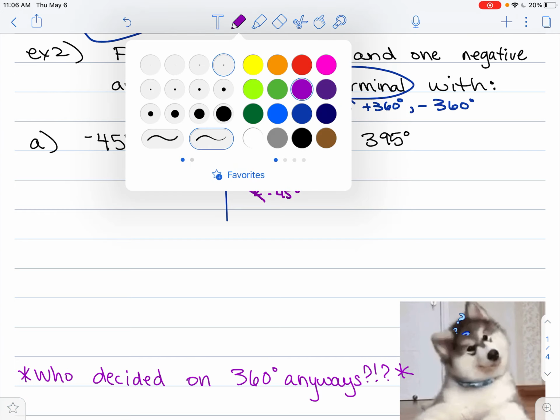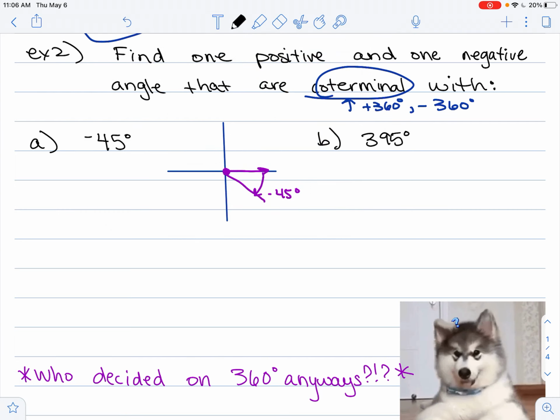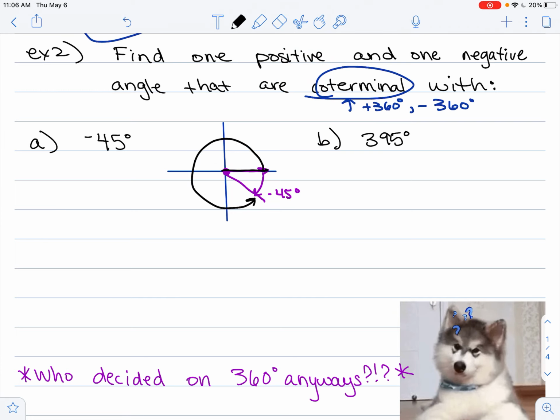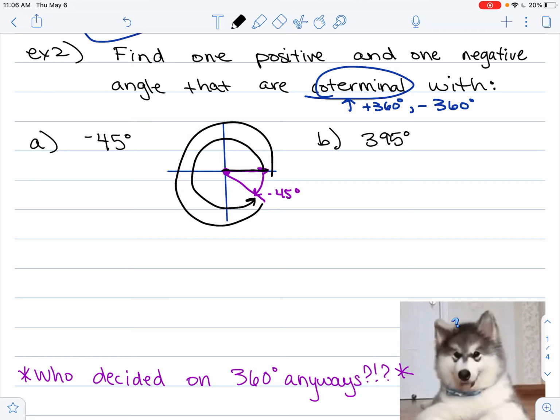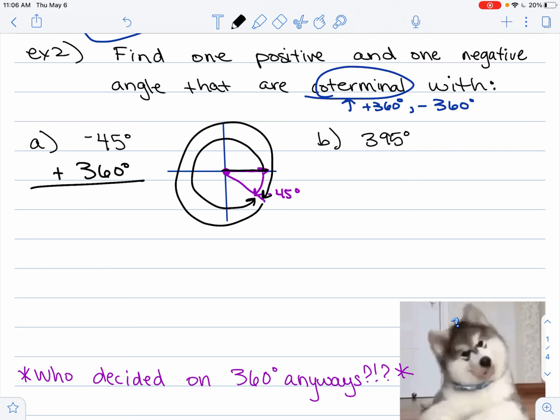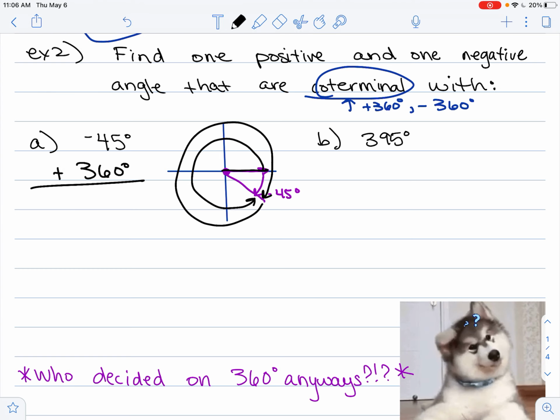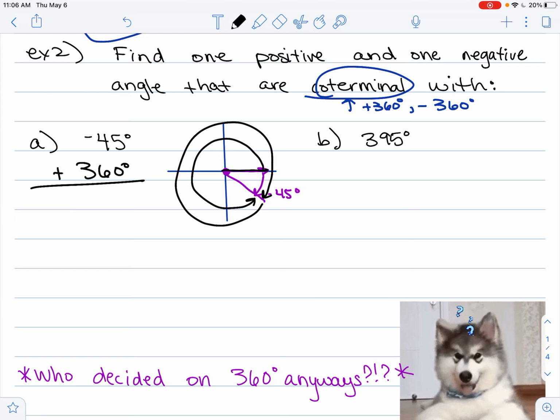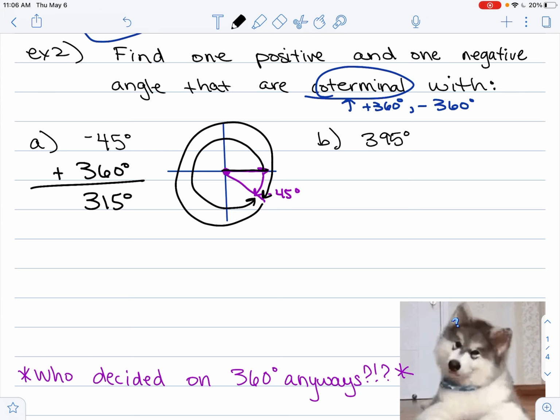So if I wanted to get back to that spot, I could do a couple of different things. I could start at 0 and go this way, or I can start at negative 45 and go the other way around and get back to it. So I'm going to go ahead and add 360 degrees to get a positive angle. And if I add 360 plus negative 45, that's like subtracting. So we'll get a positive 315 degrees.